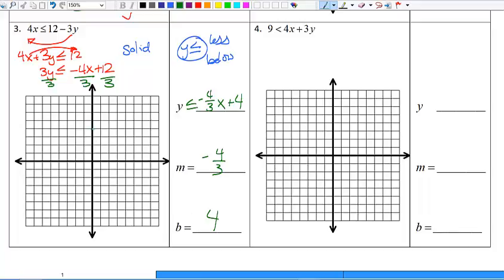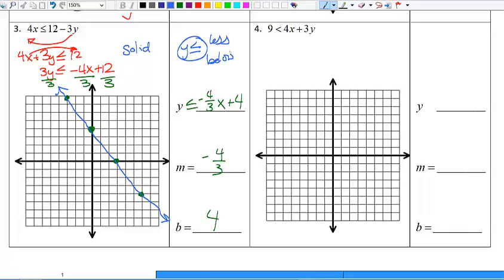So I'm going to plot my y-intercept at 4, and use my slope of negative 4/3, which is rise over run. So I'm rising negative 4, which is down 4, and running 3, which is positive 3. Repeat that. I could go up 4 and left 3. That is also in the negative direction. We said that we're going to have a solid line, so I'm going to continue to draw a solid line here. Don't forget your arrows.